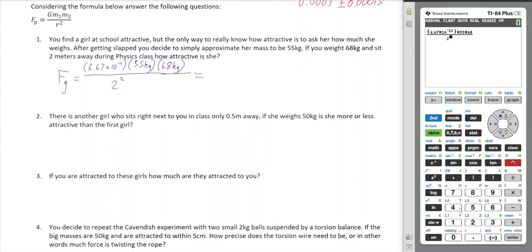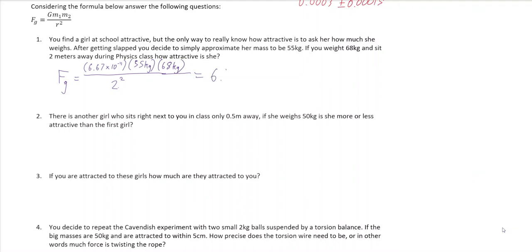And we get an answer of 6.23645 times 10 to the negative 8. So 6.2, just because of sig digs, times 10 to the negative 8 newtons. Not very attractive, hey? The girl's not as attractive as you thought, but there's another girl who sits right next to you. She weighs only 50 kilograms, so she weighs less. So actually, she should be less attractive, right? But she's closer.